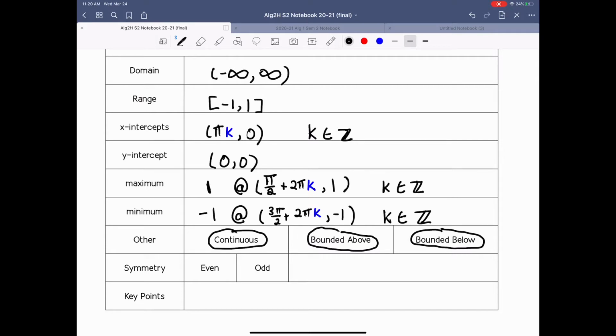Now symmetry, this graph has odd symmetry because it has x-axis symmetry, okay? And this is also one of those properties that we found out in trig lesson number 3. We know that the sine function is an odd function, all right? So it has odd symmetry. And now let's look at the key points.